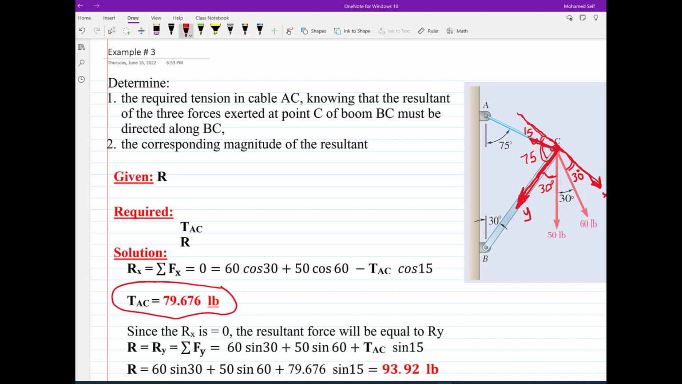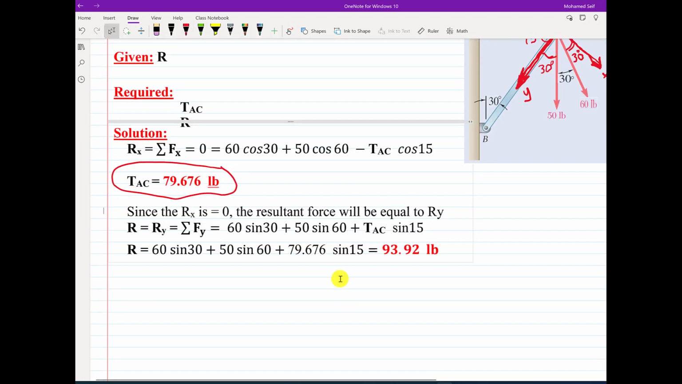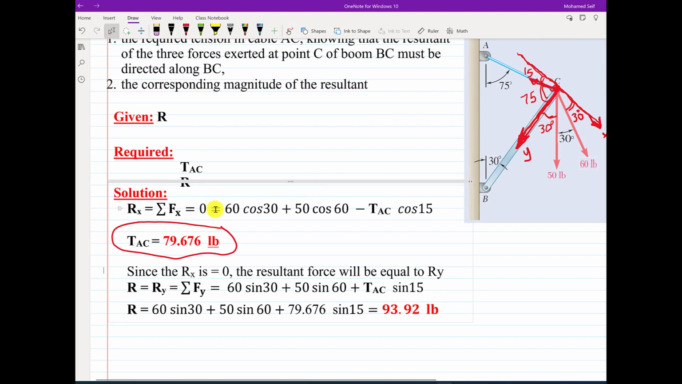Now we need to find out what the resultant is. We know that it doesn't have any component in the X direction, so Rx is equal to 0. So the resultant should be equal to Ry, the resultant component in the Y direction. Let's get the summation of the forces in the Y direction. This will give me the same result. And how are we going to do that? Just switch the values here.